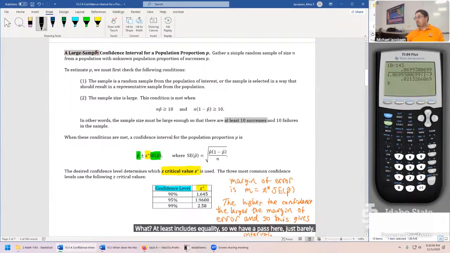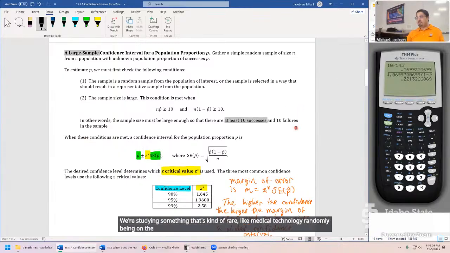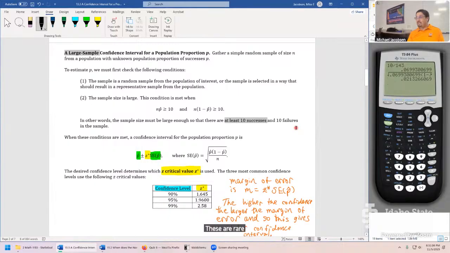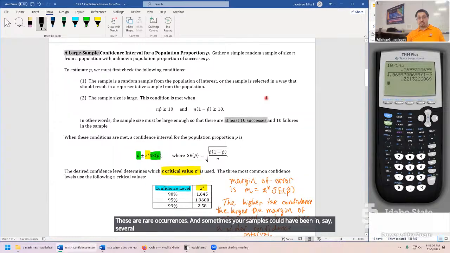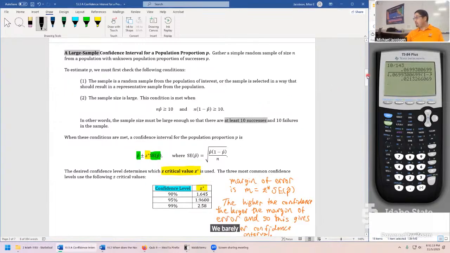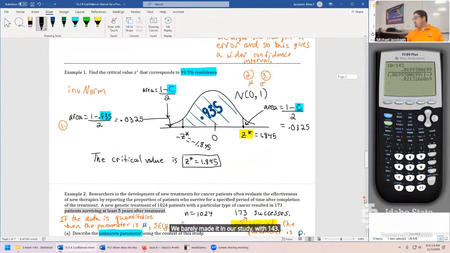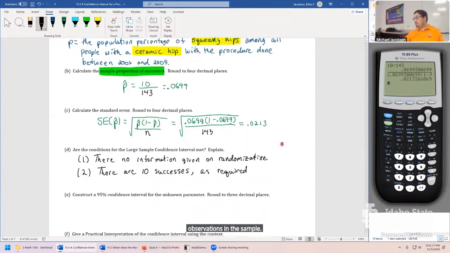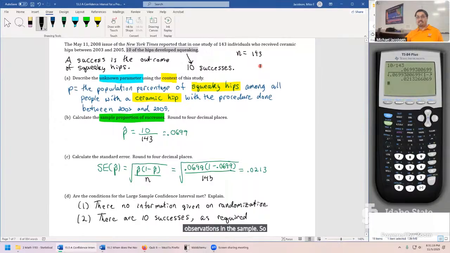This is the reason it's called a large sample confidence interval. If you're studying something that's kind of rare, like medical technology randomly being on the fritz, these are rare occurrences, and sometimes your samples could have been in, say, several hundreds to have done the study if it was something even more rare. We barely made it in our study with 143 observations in the sample. So we have 10 successes, and that means we have more than 10 failures.